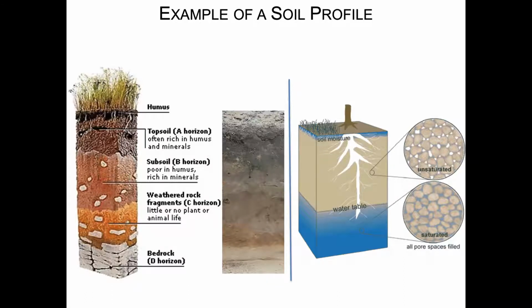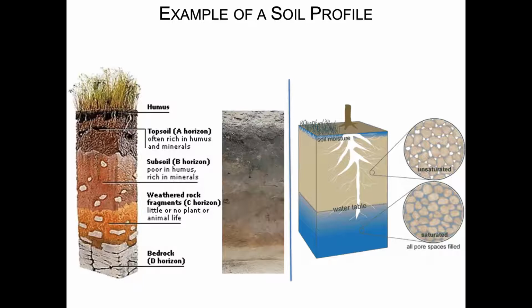Obviously, the water in the soil is very important because plants need water to grow. And so the amount of water in the soil really drives the growth of plants. And if we're thinking about food, then that's really, really important. And so soil moisture does vary depending on the type of soil.